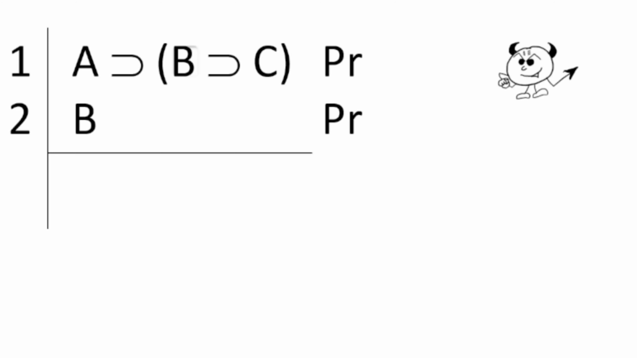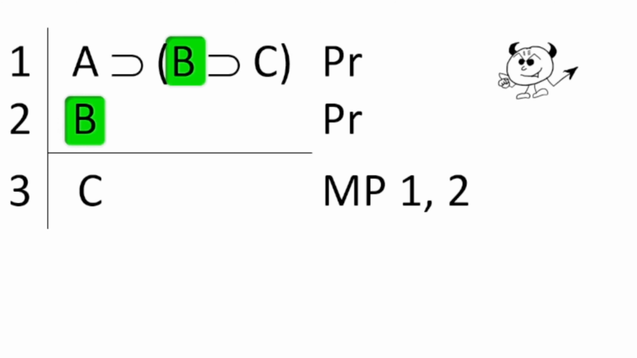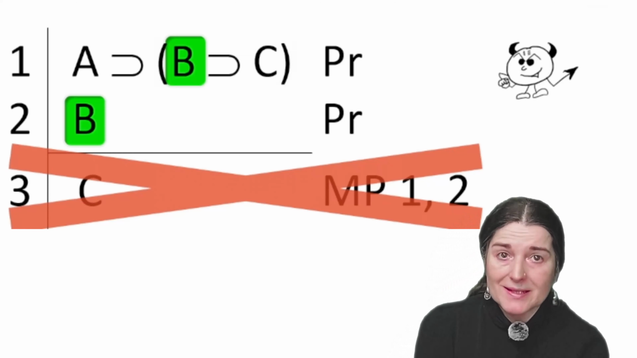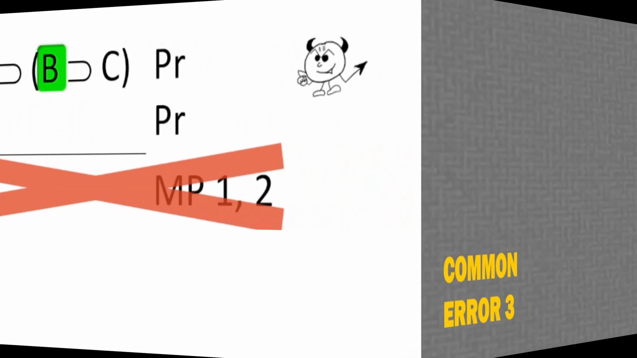Here's another instance of a similar error. We have a conditional in line 1 and what looks like the antecedent in line 2. If you look carefully, you'll see that the conditional whose antecedent is matched in line 2 is actually a component of the proposition in line 1. And we can't apply inference rules to proposition components. The conditional to which we apply Modus Ponens must stand on its own line also.